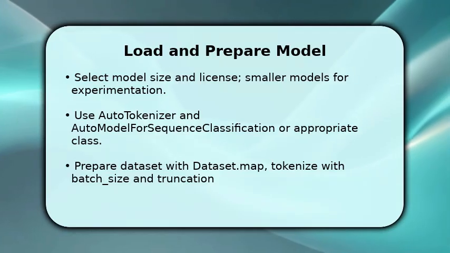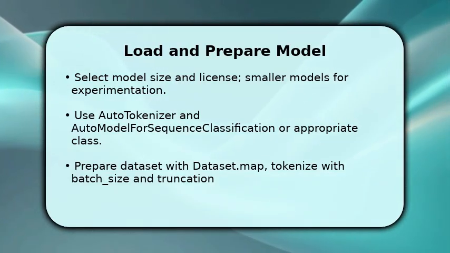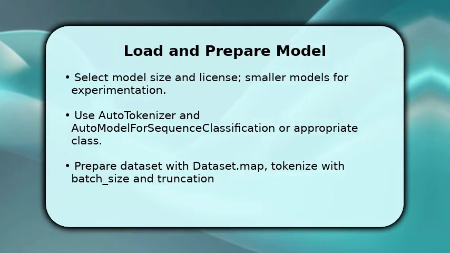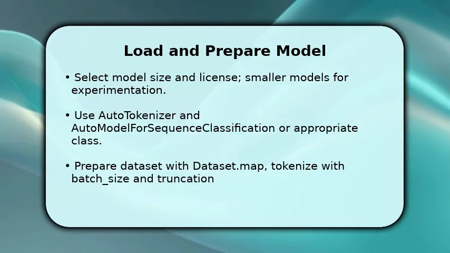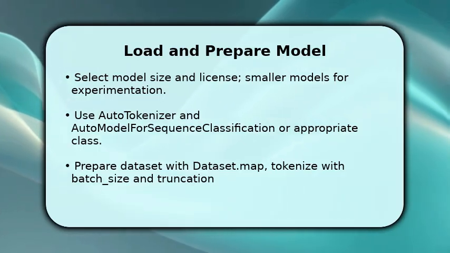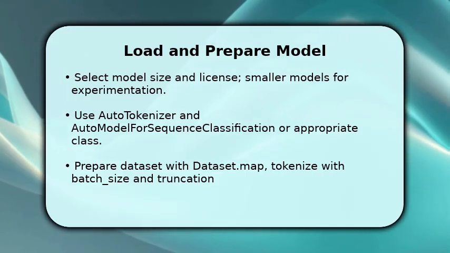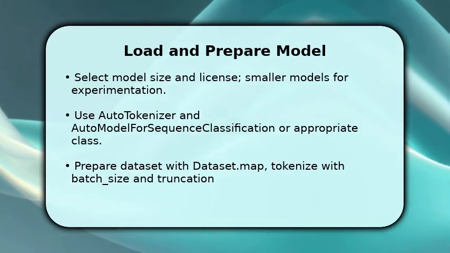You now pick a model and prepare data. Choose a pre-trained checkpoint that fits your task and compute budget because larger models cost more to fine-tune. Load AutoTokenizer and the matching AutoModel class. Tokenization must use padding and truncation parameters to keep sequence lengths consistent. Once tokenized, create train/validation splits, wrap data in a DataLoader or Hugging Face dataset.